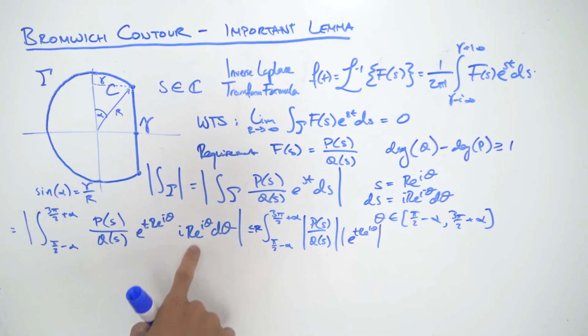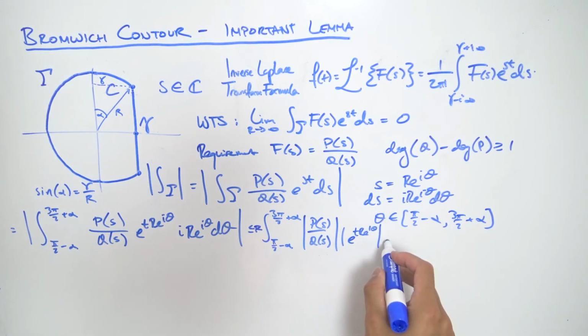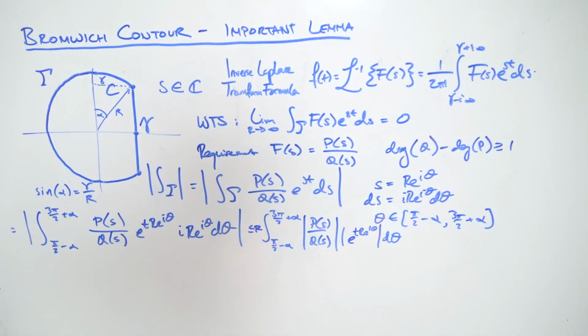It's just a constant. And the absolute value of e to the i theta, well, that's just 1. And then let's end it off with a d theta. Alright, so we've made a mess over here. We have absolute values everywhere.